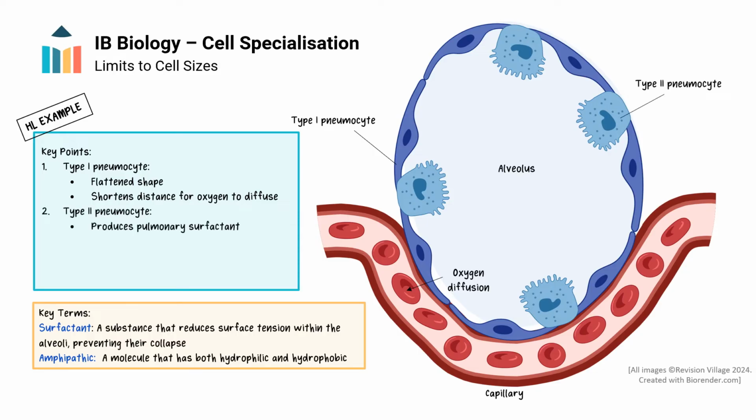Type 2 pneumocytes' main function is to produce pulmonary surfactant, an amphipathic fluid that consists of phospholipids. This keeps the moist surface of the alveoli from sticking together due to water's adhesive and cohesive properties. Type 2 pneumocytes are cuboidal, or have a cube-like shape, which allows for more organelles that are involved in surfactant production, including vesicles for export. They also have microvilli that are facing the lumen of the alveoli, which allows for more surface area to secrete surfactant.